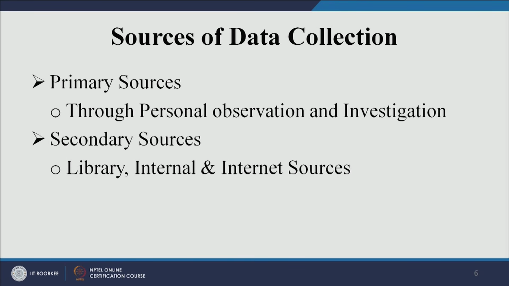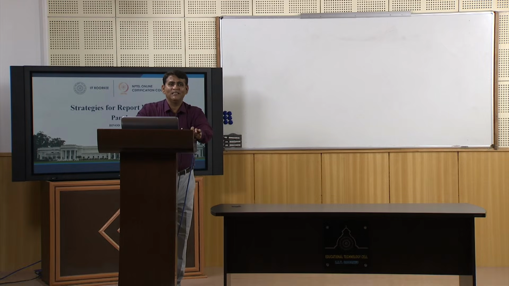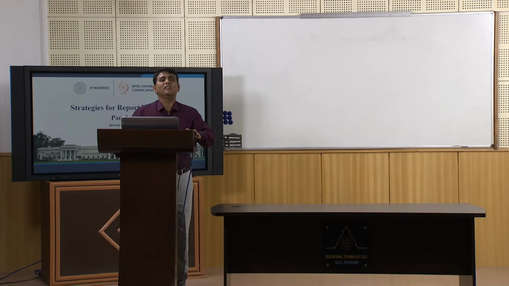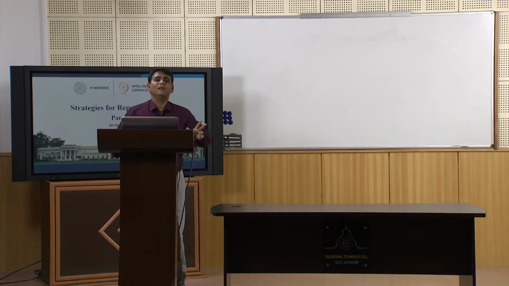Now suppose you come across certain things and that may be your own observation, but then you actually need to authenticate it, you need to verify it. So how will you do that? For that you require a secondary method, and the secondary method can be the library. Suppose you are writing a report on air pollution, or on waste disposal, fine. Now for that the secondary source is the library.